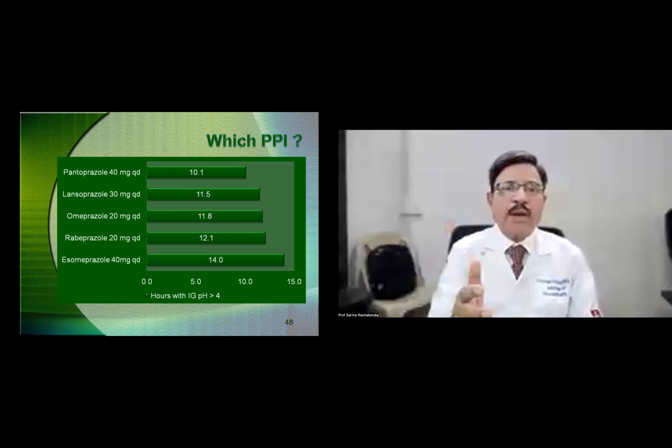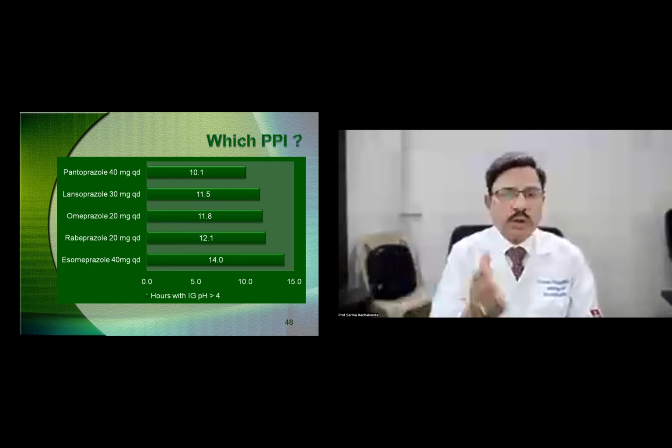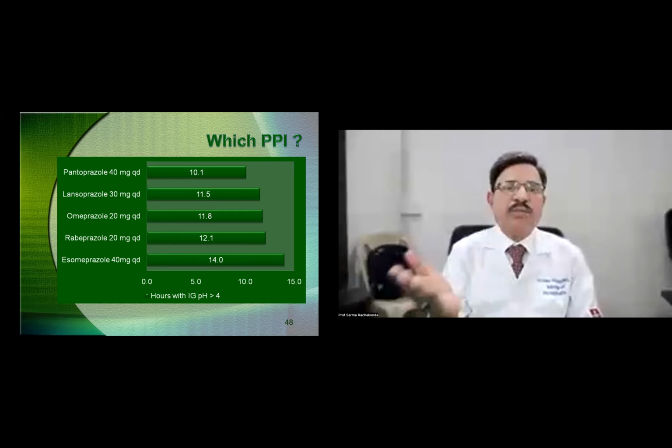That is the question. You see, pantoprazole 10.1 hours, so you have to give it BID. Lansoprazole again 11.5 hours. Omeprazole 11.8 hours. Rabeprazole 12.1 hours. Esomeprazole, you give once a day. Rabeprazole also once a day.